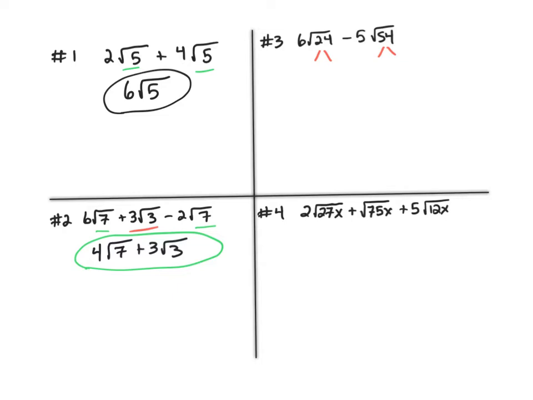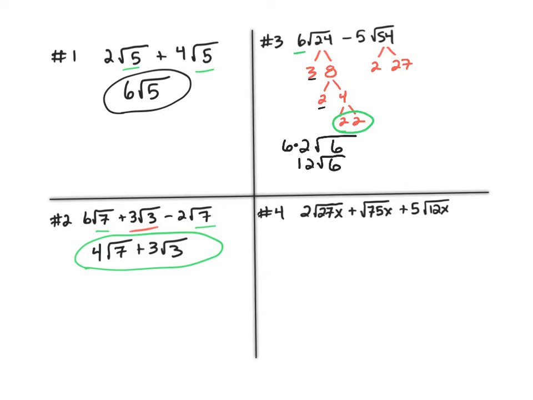So 24, I have 3 times 8. And then 54, I have 2 times 27. 3 is prime, 8's not, so I'm going to continue to break down 8. So I have 2 and 4. 4 is 2 and 2. So if I look, I have a pair of 2's. I have a 3 and a 2 left over. And don't forget about this 6 that was already on the outside of the radical. So on the outside of my radical, I have a 6. Now I have a 2. And then on the inside, I have a 3 and a 2. 3 times 2 is 6. So that gives me 12 square roots of 6.